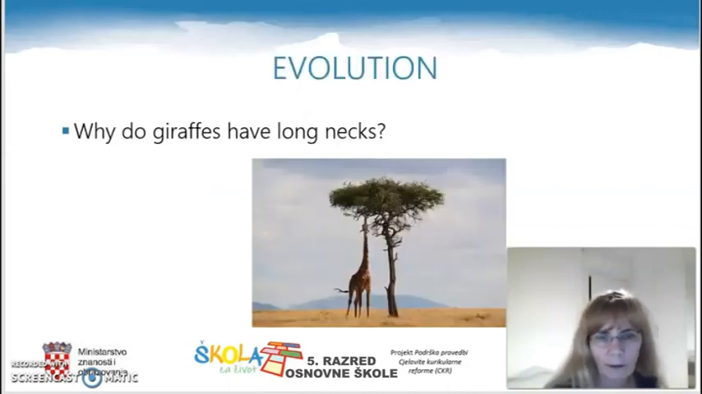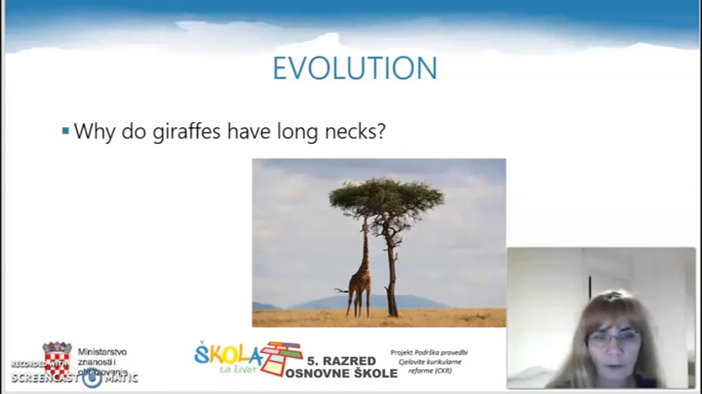So lizards, just like other animals and plants, adapt to habitats in different ways. And this adaptation leads to evolution. So this is the answer to the question, why do giraffes have long necks? So really, why do they have long necks? Yes, definitely, to eat leaves. And now answer the question, what is evolution?